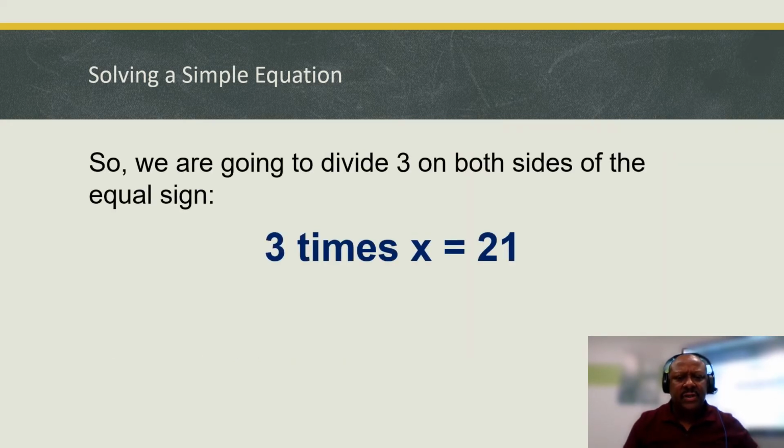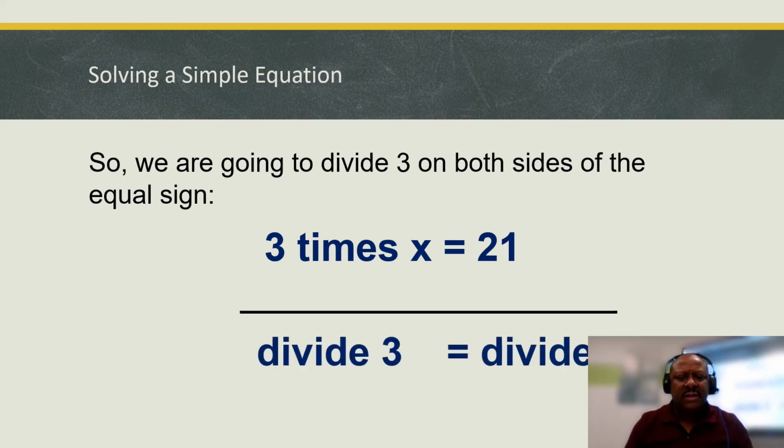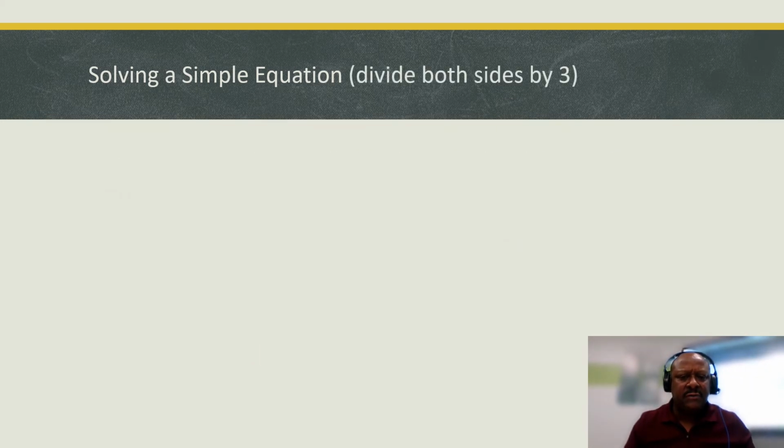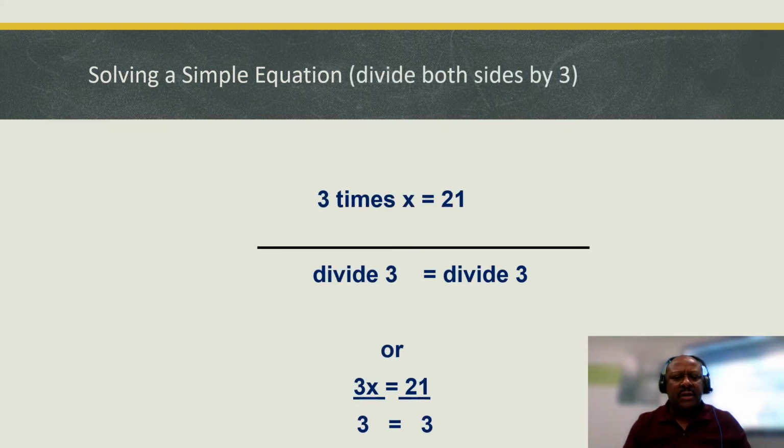We have 3 times x equals 21, and we're going to divide by 3 on both sides. So we have divide by 3 on the left side, and that equals divide by 3 on the right side. And what do we end up with? Again, you don't have to put an equal sign between these two if you don't want. You can if you want.